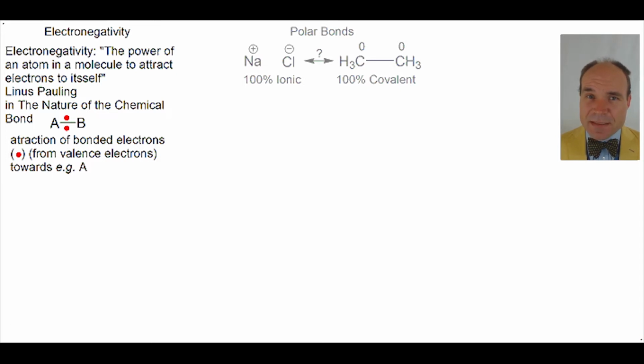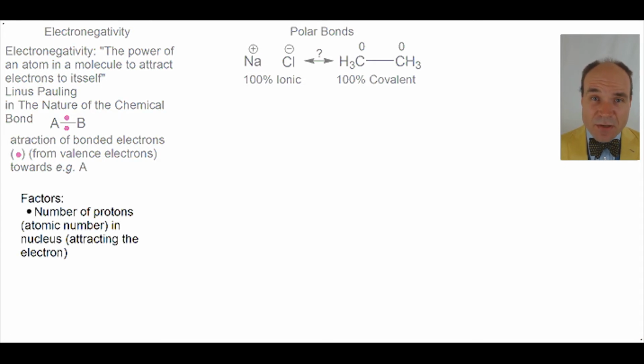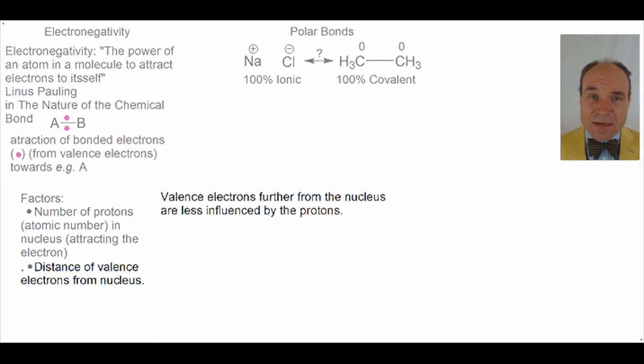There are a couple of factors that will influence a valence electron. One is the number of protons in the atom nucleus. Proton is positive, the electron is negative. So more protons, a stronger attraction between the proton and the electron. Another factor is the distance between the nucleus that contains the protons and the electron. The larger the distance between proton and electron, the weaker the attraction between the two will be.